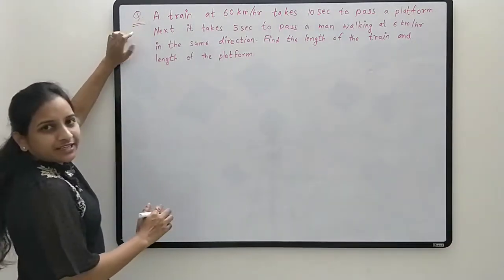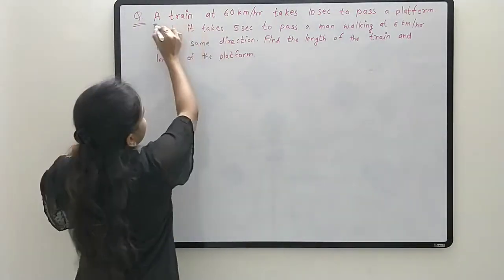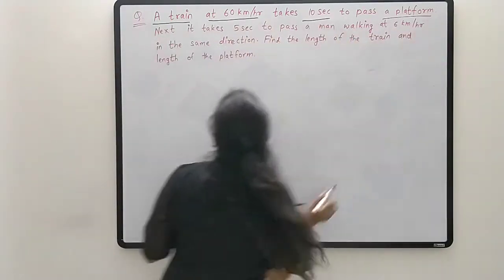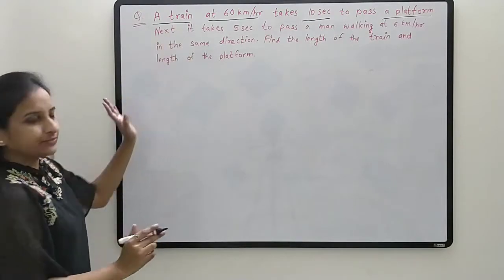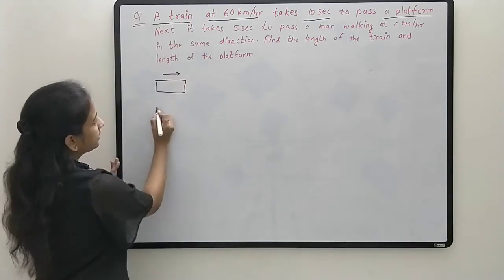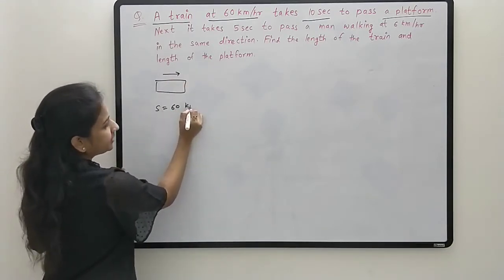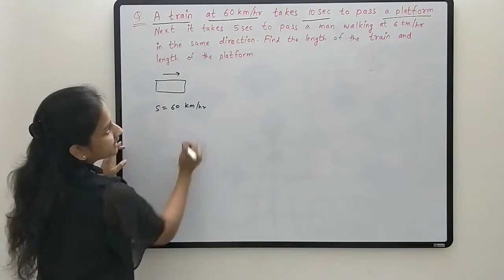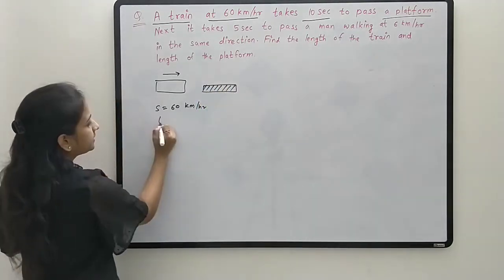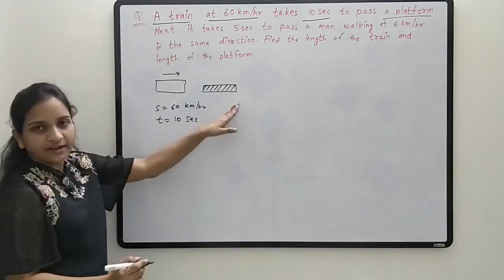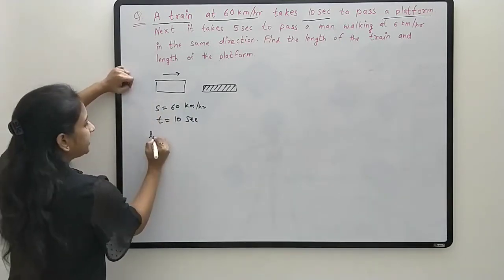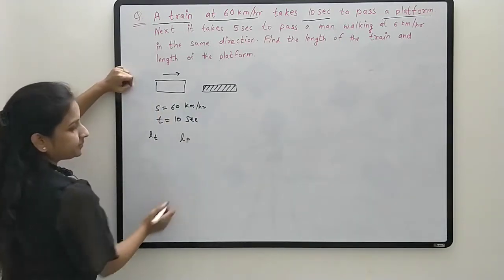See, what is given in this problem? A train at 60 km per hour takes 10 seconds to pass a platform. Let's decode this first. Let's draw it roughly. A train which is moving, speed is given 60 km per hour, takes 10 seconds to pass a platform. So there is a platform like this. Lengths are not given, so let's take the length of the train as LT and the length of the platform as LP.